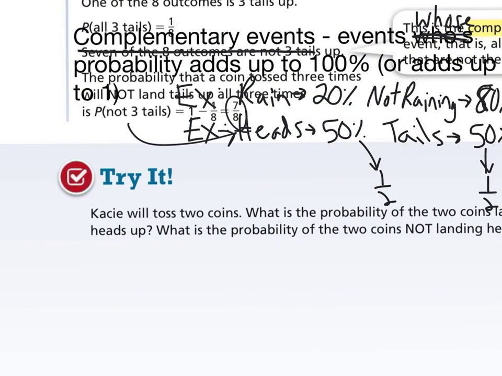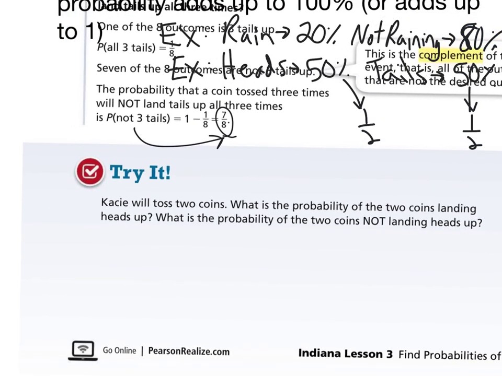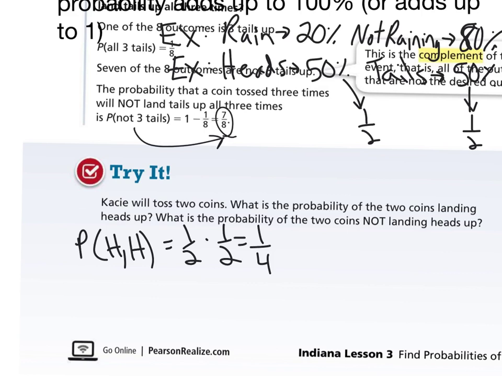So if you look at the try it, Casey will toss 2 coins. What is the probability of the 2 coins landing heads up? What is the probability of the 2 coins not landing heads up? So probability of both heads, chance of heads is a half. So a half times a half is a fourth. So a fourth of a chance of getting both heads up, and the probability of them not both heads up would be 3/4. 1/4 plus 3/4 equals 4/4 or 1.